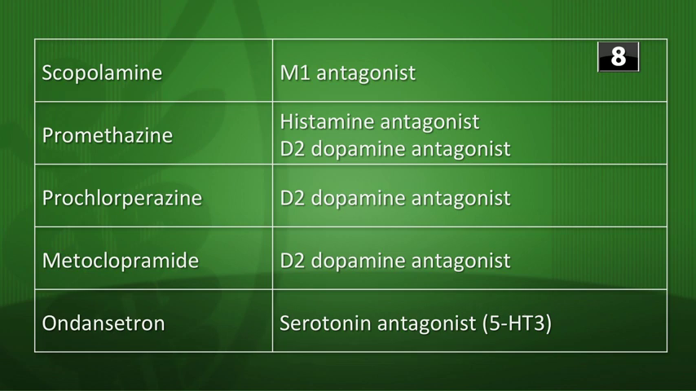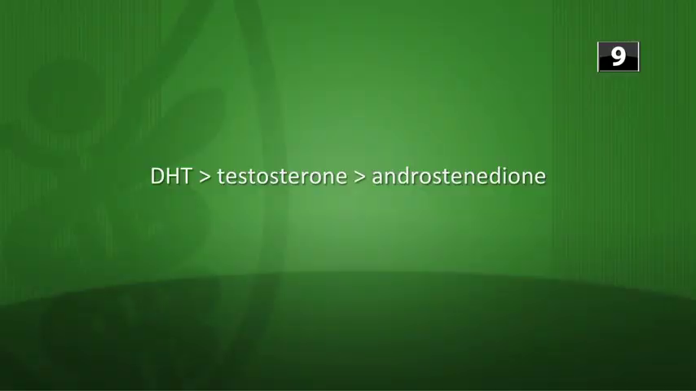Next question. What are the 3 endogenous androgens in order from the most potent to the least potent? So the most potent is DHT, so dihydrotestosterone is going to be the most potent, and then the next one is going to be testosterone. The least potent is going to be the androstenedione. So remember, DHT more than testosterone, more than androstenedione. And remember that the last 2 hormones can be converted to actually estrogen by those peripheral fat cells.